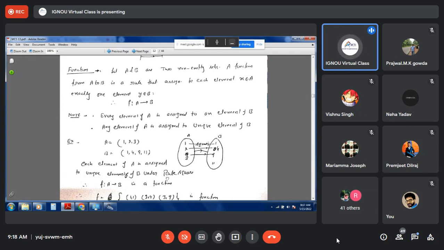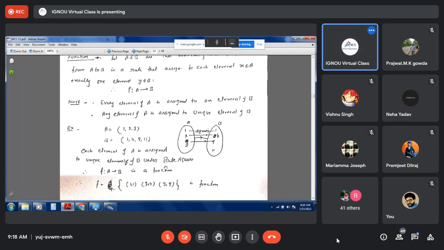Then how do we write this example? In this way: (1, 1), (2, 4) and (3, 9). And it is a function. Last time also I explained it. First of all, we will check whether the given sets form a function or not. Given rule is a function or not.